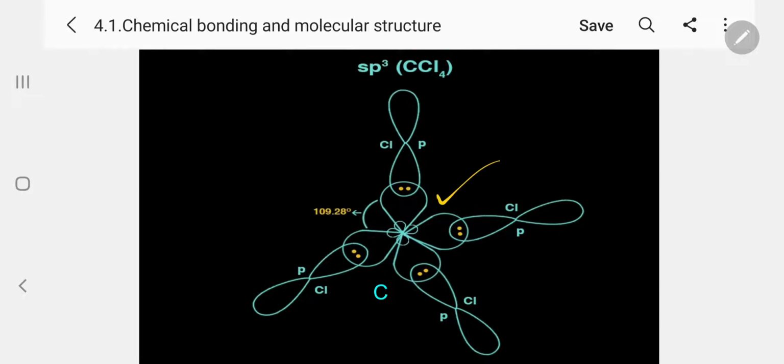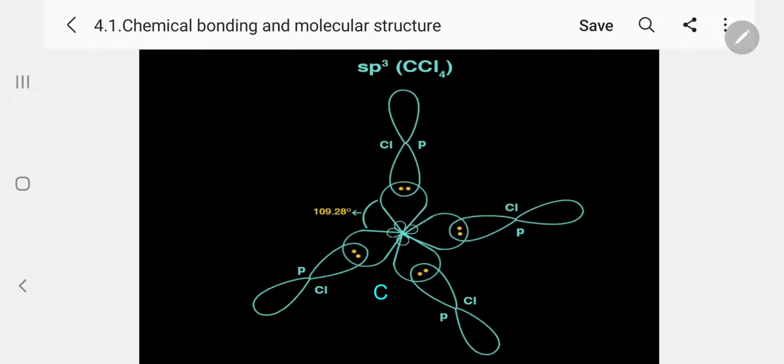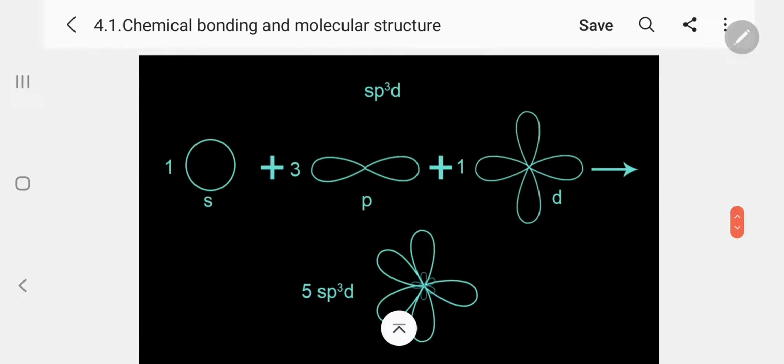So this is the shape of the central atom of carbon. Bond angle is 109.28. So that is the shape. The shape is tetrahedron. Please follow. If it is a tetrahedron, we know the shape and we know the bond angle. Please follow. Next, I will go for the next example.